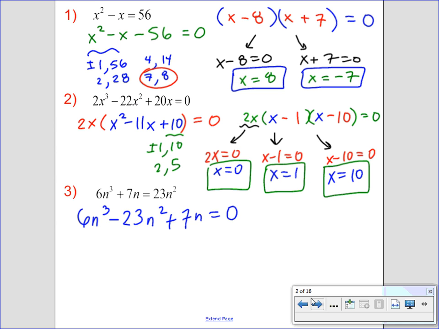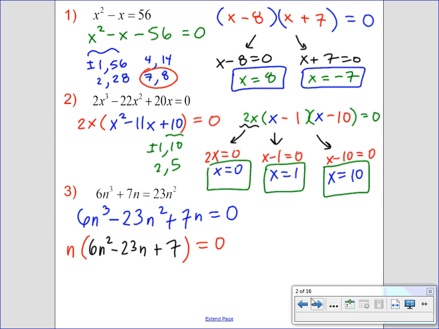Stop. Think. GCF. As I scan the problem, looks like that 6 and 7 don't share anything, and 23 is prime. But I do get an n. We get an n, so variables count. We can chunk it down to smaller variable exponents, at least. If I factor out an n, that leaves me with 6n squared minus 23n plus 7.